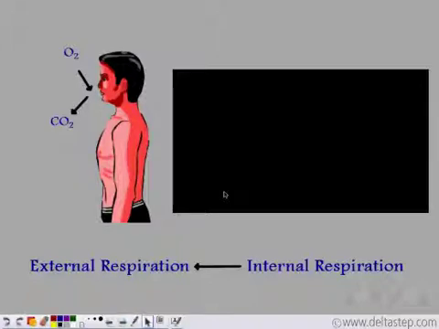So, this entire process that happened within the cell, that is the conversion from oxygen to carbon dioxide, is known as internal respiration. And internal respiration in turn gives rise to external respiration. The carbon dioxide that was produced by the cell is in turn breathed out through our nose by the process of external respiration.